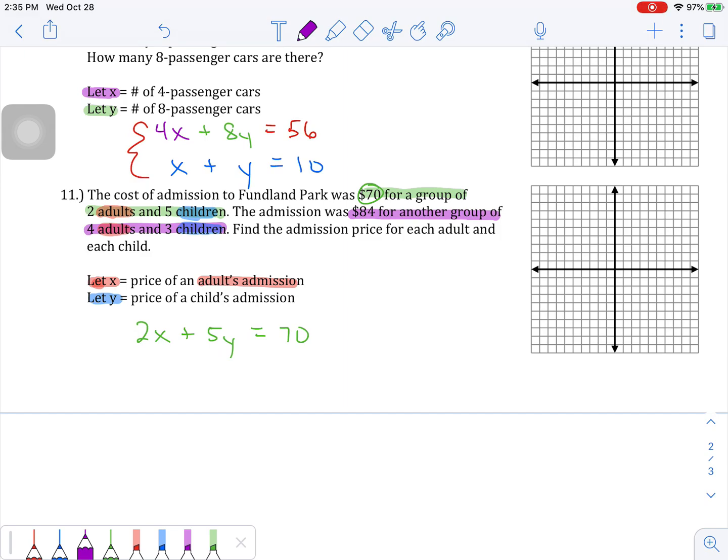The second equation is the total of 84. So we had 4 adults plus 3 children, and that's going to be a total of $84. So that's my system. So now you should be able to solve both of those for y and graph it to be able to figure out what your x and y are. Whatever your x is going to be is the price of an adult admission, and whatever your y coordinate is going to be is the price of a child's admission. Okay, so go ahead and give those a try, and let me know if you have any questions.